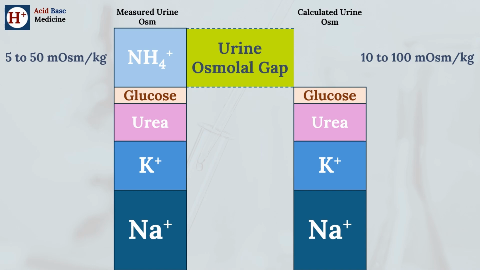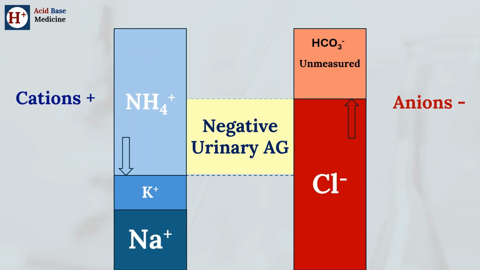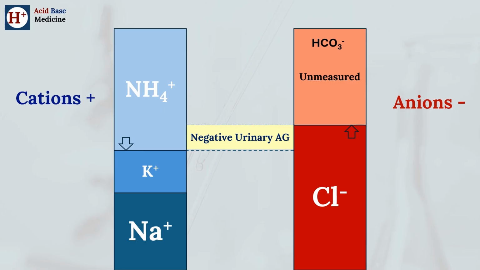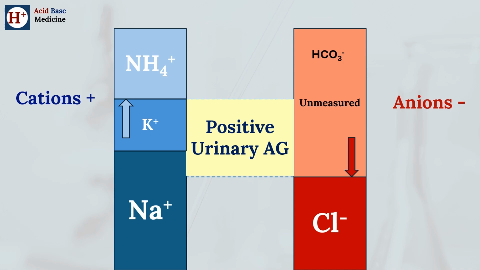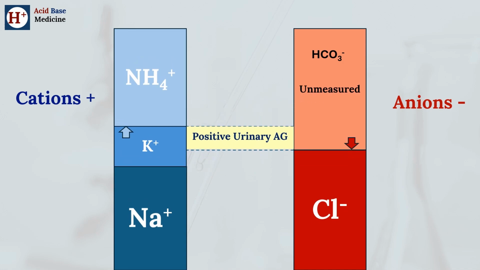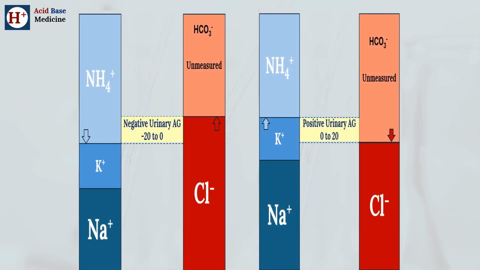Now, that was an introduction to the use of urine osmolar gap in cases of normal anion gap metabolic acidosis. In a previous video, we discussed that the urine anion gap plays a significant role in the diagnosis of normal anion gap metabolic acidosis. In some cases, the negative urine anion gap is between -20 and 0. In other cases, the positive urine anion gap is between 0 and 20. When the urine anion gap values are between -20 and 20, it is inconclusive or unreliable.